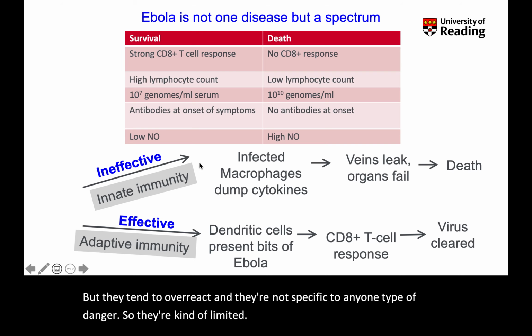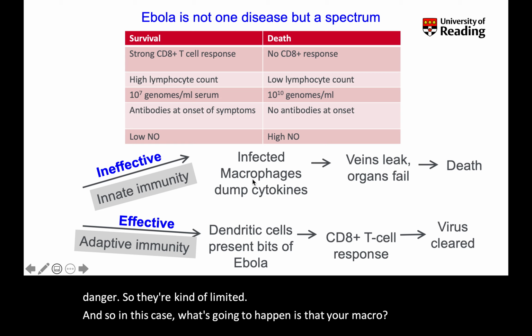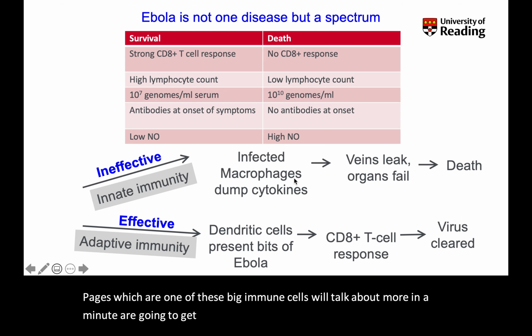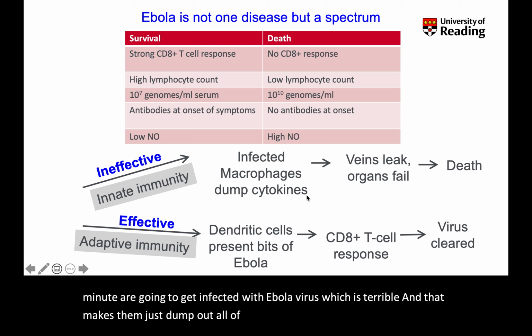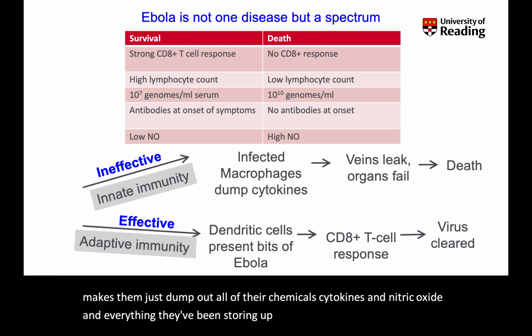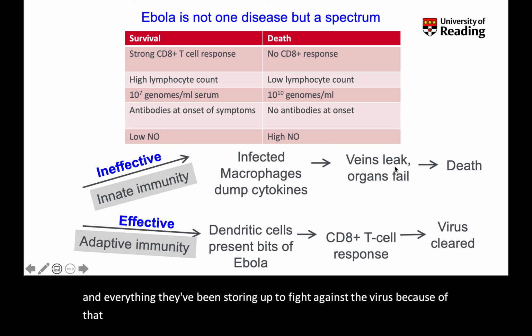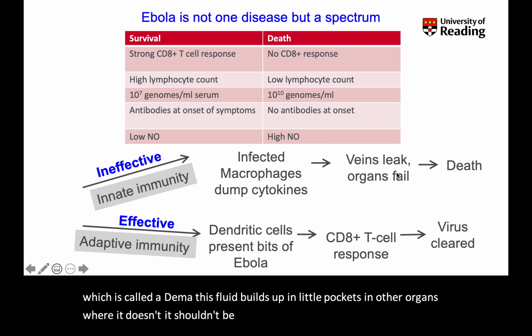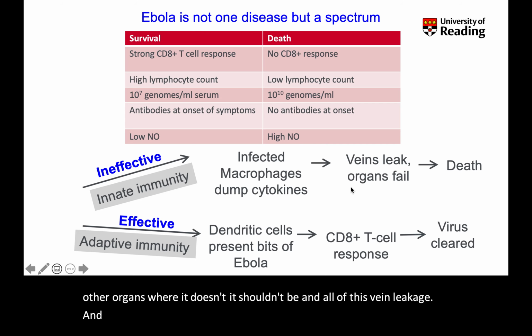And so in this case, what's going to happen is that your macrophages, which are one of these big immune cells we'll talk about more in a minute, are going to get infected with Ebola virus, which is terrible. And that makes them just dump out all of their chemicals, cytokines and nitric oxide and everything they've been storing up to fight against the virus. Because of that, you get damage, the veins leak, you get fluid leaking out, which is called edema. This fluid builds up in little pockets in organs where it shouldn't be. And all of this vein leakage and fluid leakage leads to multiple organ failure, which leads to death.